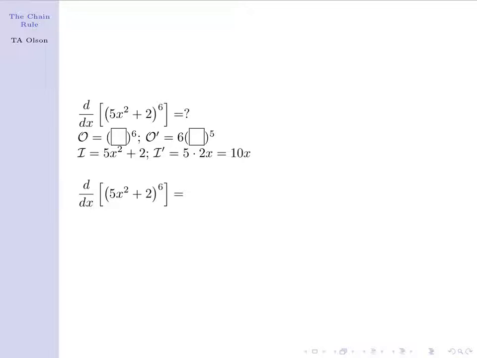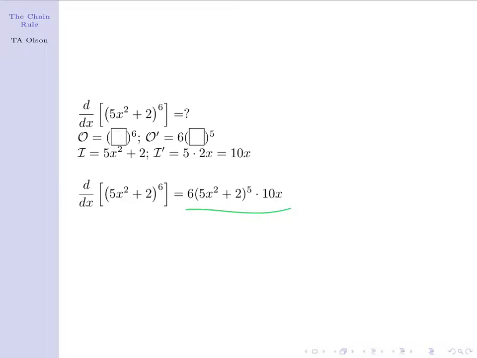So to finally do our derivative, it's the derivative of the outside, 6 blah to the 5th, with the inside intact, 5x squared plus 2, times the derivative of the inside bit, 10x. Or more nicely typeset, it's like this.